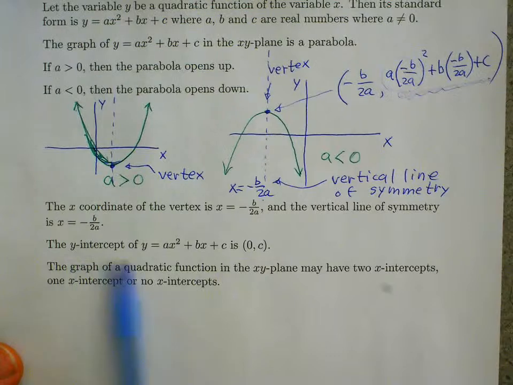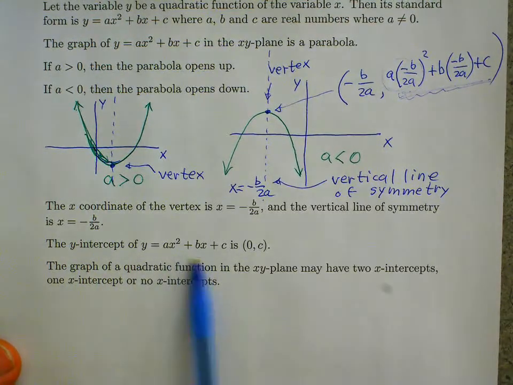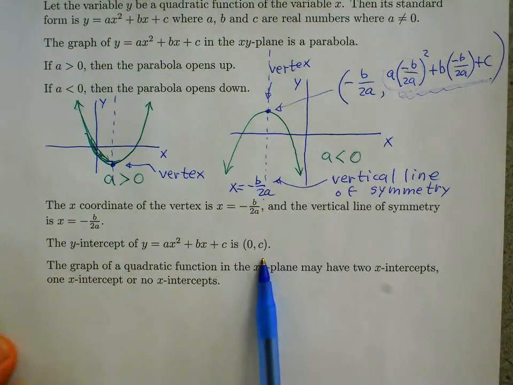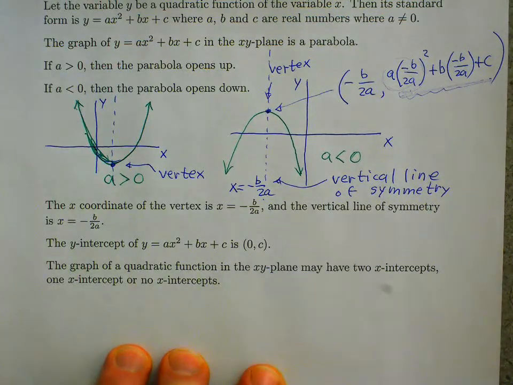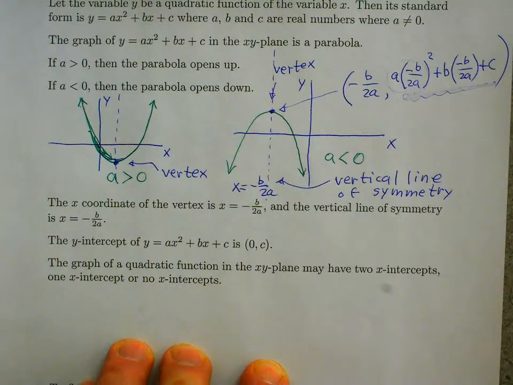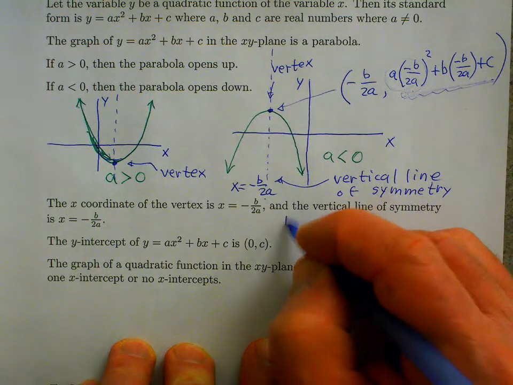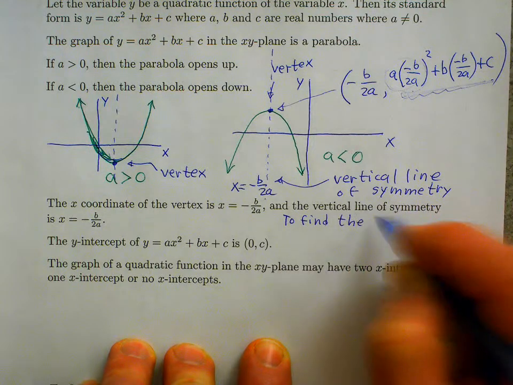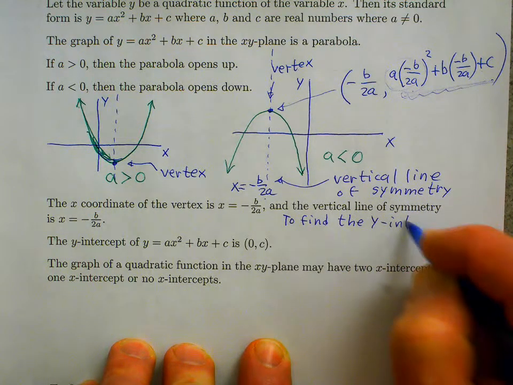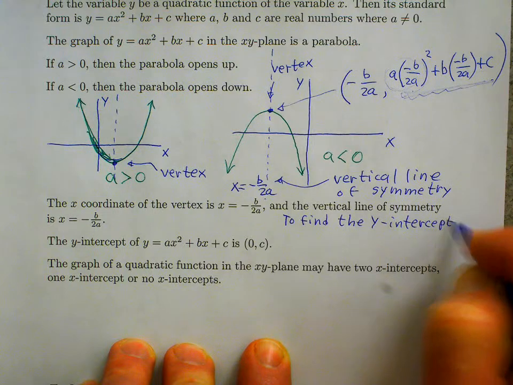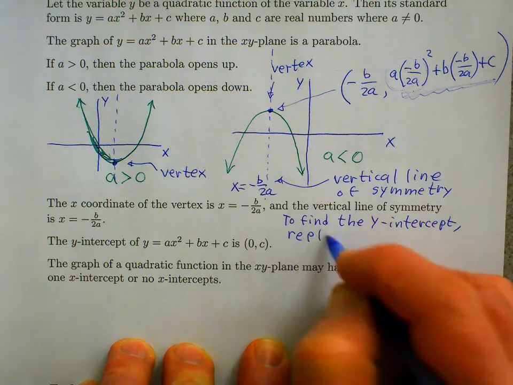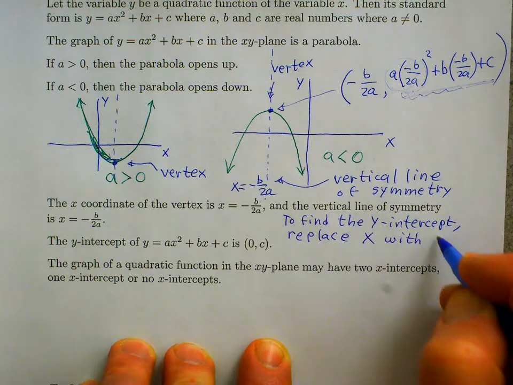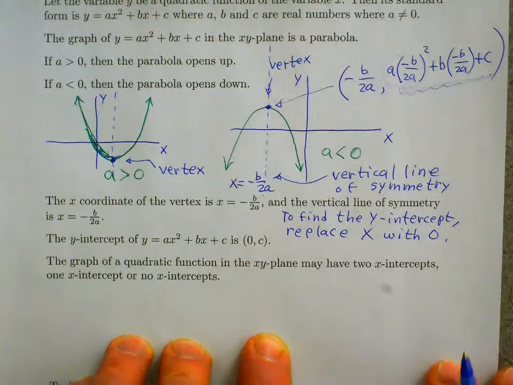Okay, the y-intercept of y equals ax squared plus bx plus c is the ordered pair 0, c. So in general, if you want to find the y-intercept, replace x with 0. And do the arithmetic.